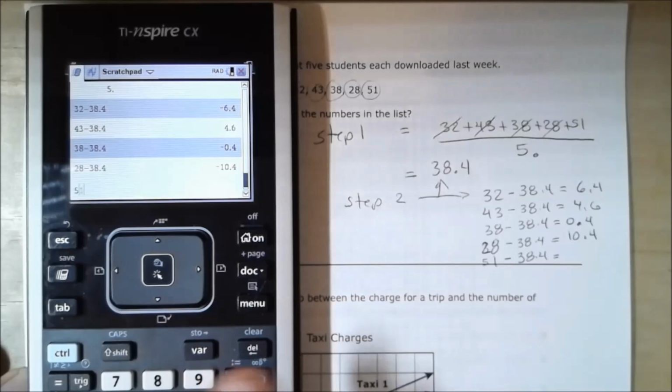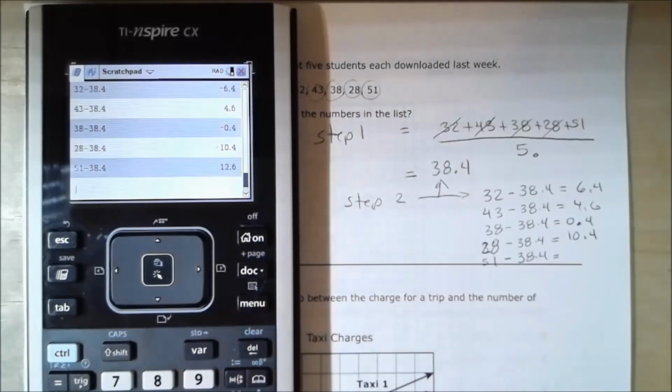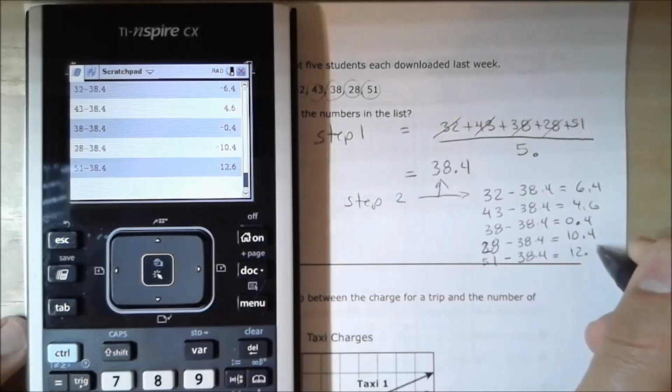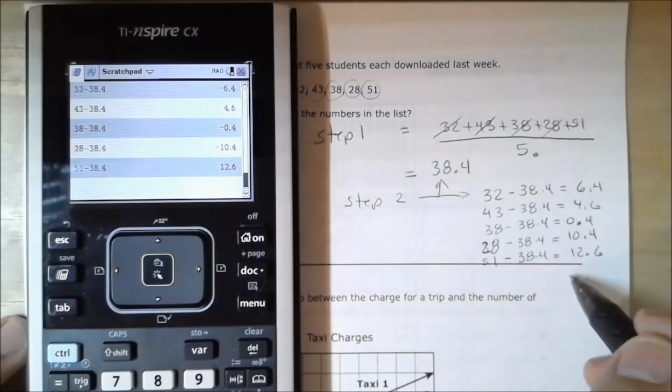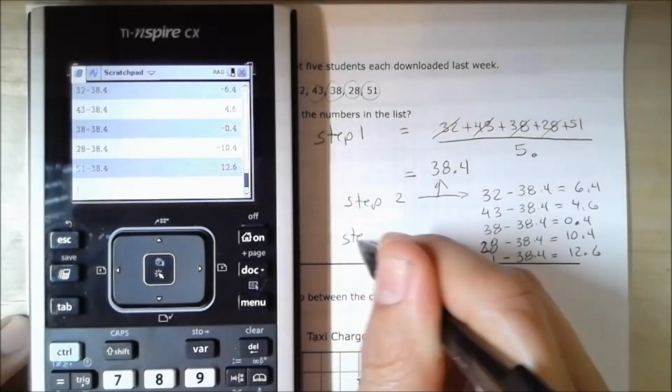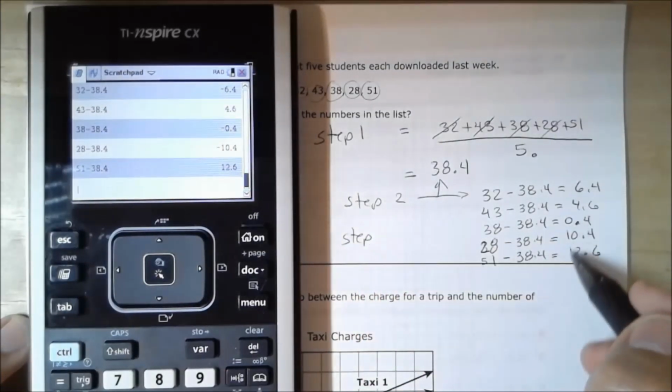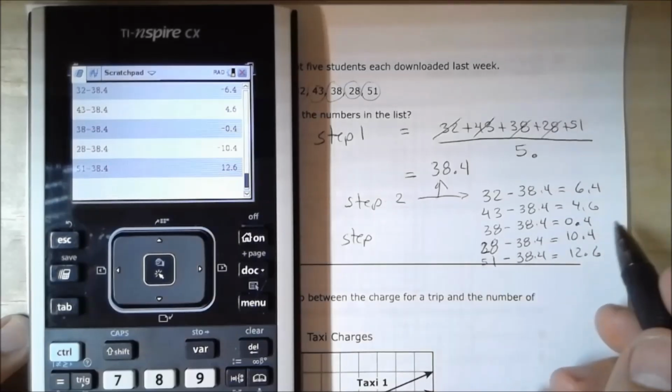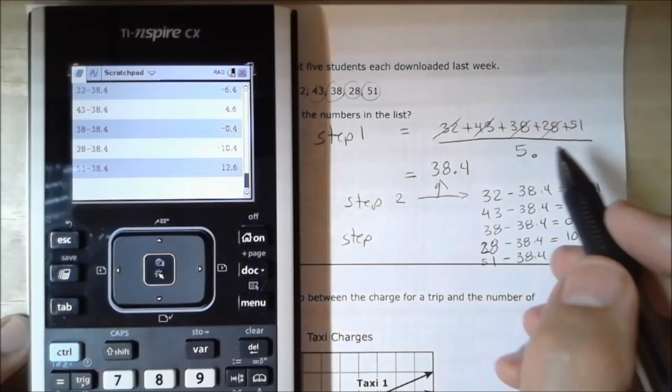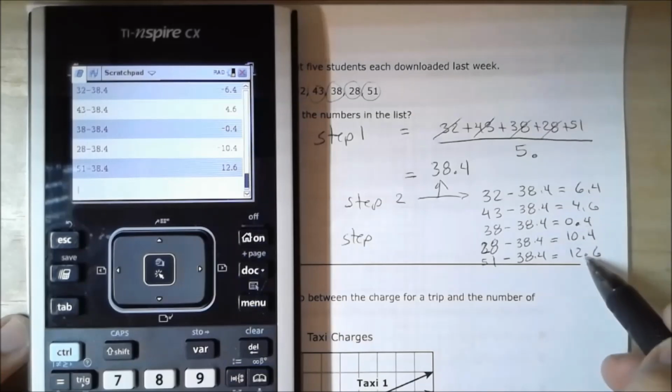And then 51 minus 38.4 gives me 12.6. So now that I got these numbers, step 3 is going to be that I add all these numbers together and divide them by 5. Once again, because there's 5 numbers that we're adding up.